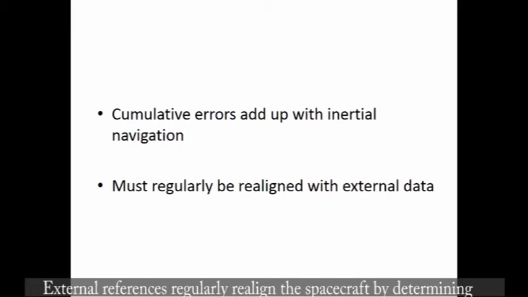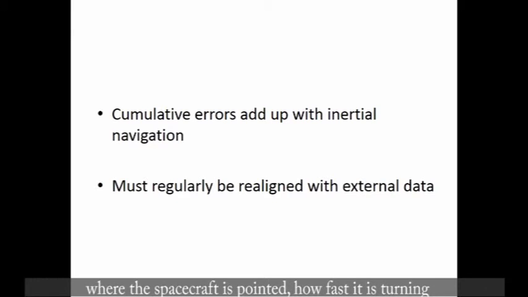External references regularly realign the spacecraft by determining where the spacecraft is pointed, how fast it's turning, and how speed is changing.